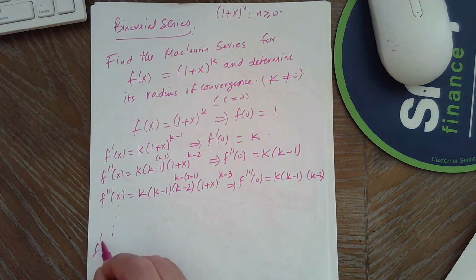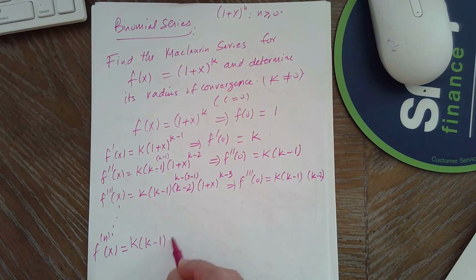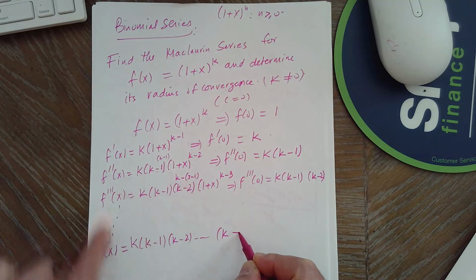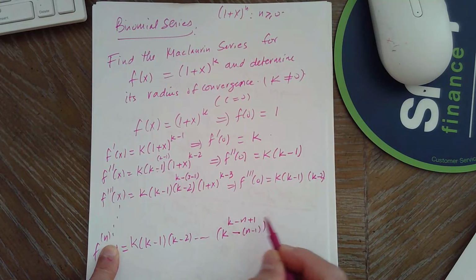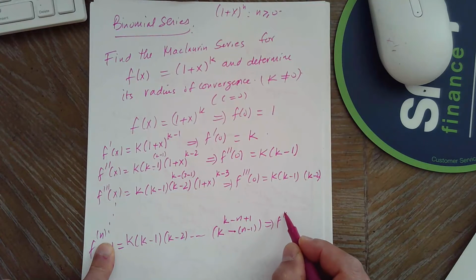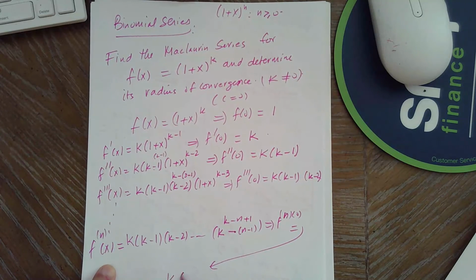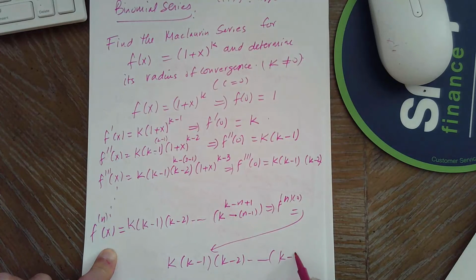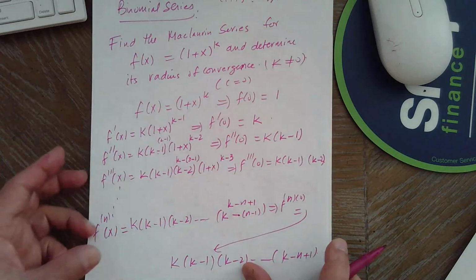And so on. So the nth derivative at x is going to be k, k minus 1, k minus 2, and where do we stop? k minus 3 minus 1, so it's k minus n minus 1, which is actually k minus n plus 1. The nth derivative at 0 equals k, k minus 1, k minus 2, blah blah blah, k minus n plus 1. Now we can write the series since we have all the derivatives.